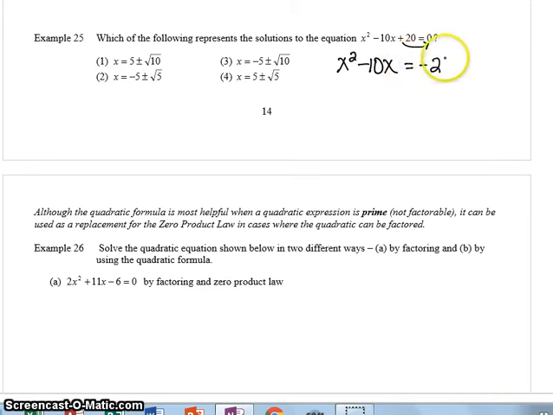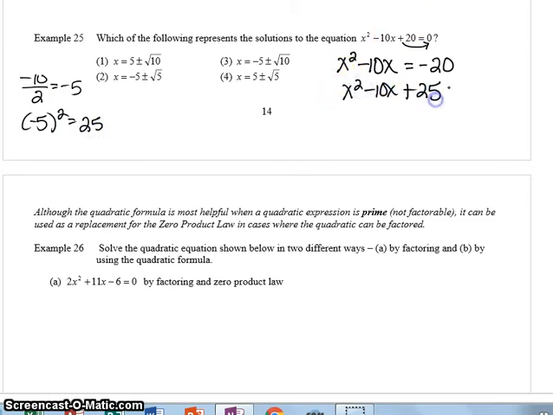Okay, so I'm going to get negative 20. Now, ready? I'm going to take my b, negative 10. I'm going to half it. I get negative 5. Negative 5 squared is positive 25. So I'm going to add 25 to both sides. So I get x squared minus 10x plus 25 is equal to 5. And again, that is because negative 20 plus a 25 on that side is going to be a positive 5.